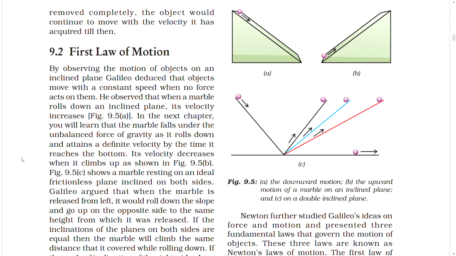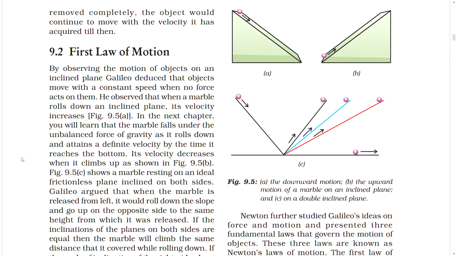9.2 First law of motion. By observing the motion of objects on an inclined plane, Galileo deduced that objects move with a constant speed when no force acts on them. He observed that when a marble rolls down an inclined plane, its velocity increases. Figure A. In the next chapter, you will learn that the marble falls under the unbalanced force of gravity as it rolls down and attains a definite velocity. By the time it reaches the bottom, its velocity decreases when it climbs up, as shown in figure B.